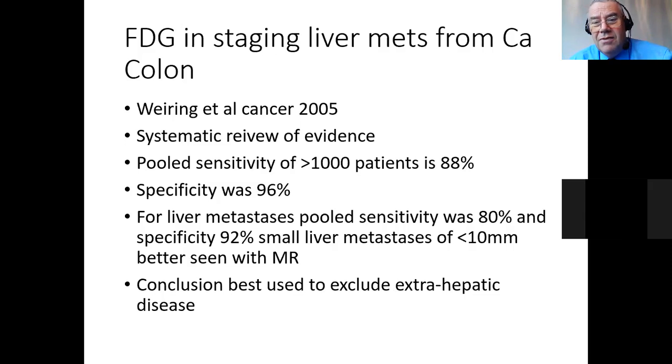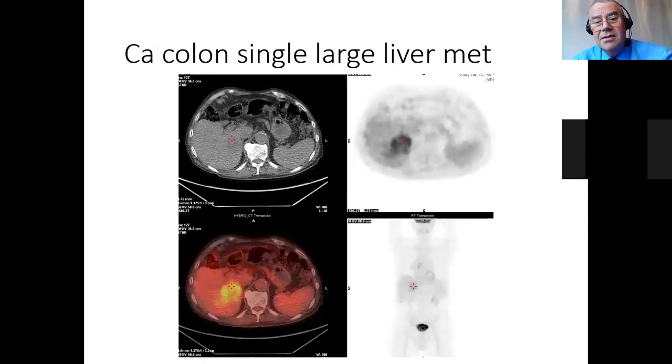It was slightly less for liver metastasis, but this was done really without time of flight PET-CT. Once we've got time of flight PET-CT, that sensitivity probably rolls up to around about 90%. And a little bit of issue with specificity, but again, with time of flight, that's really been improved as well. And the conclusion was that it was the best method for looking for extrahepatic disease.